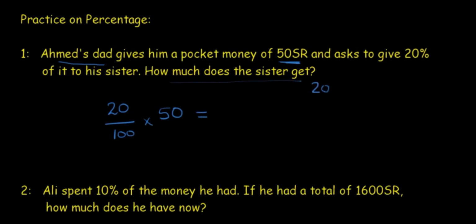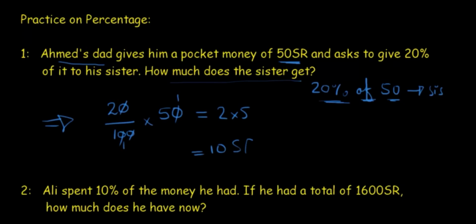So 20% of the 50 is given to the sister. 20% is 20 over 100. After this multiplication, 50 here, I formed an equation that you solve and get the answer. 0 goes with the 0, 1's in the numerator, the other's in the denominator. 0 goes with the 0, again, there's 1 in the numerator and 1 in the denominator. So all I'm left with is 2 times 5, which is 10. So the sister ends up getting 10 Saudi riyals.